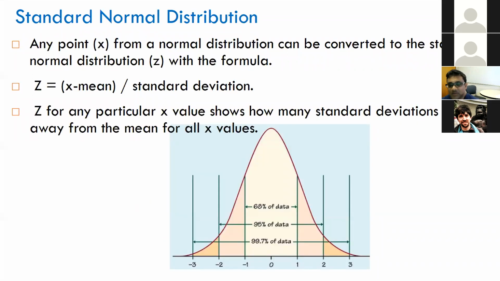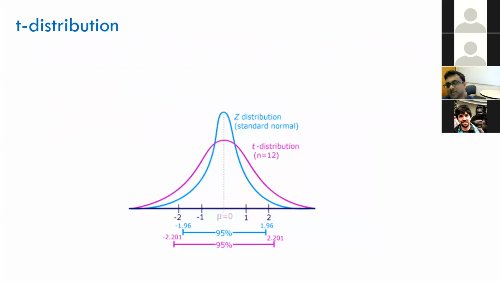Right. So that's called Z distribution. And then there's another one called T distribution. What is T distribution? T distribution actually comes with the sample size. If you have a lower sample size, we usually run T distribution because T distribution addresses the lower sample size compared to Z distribution.